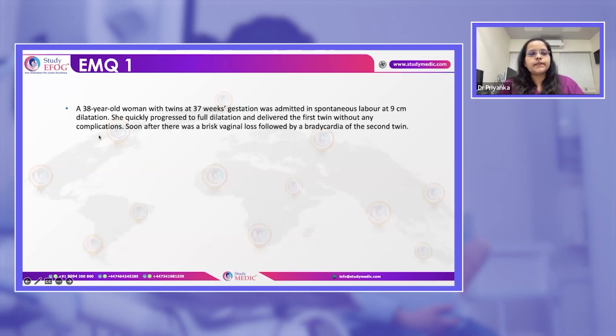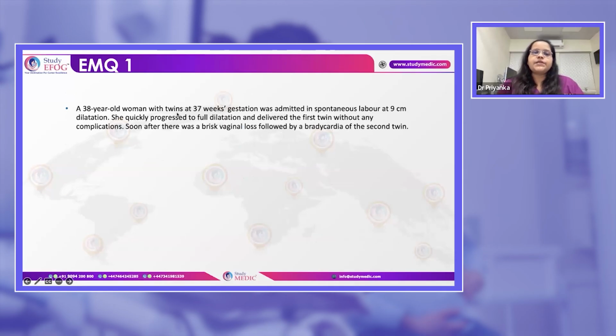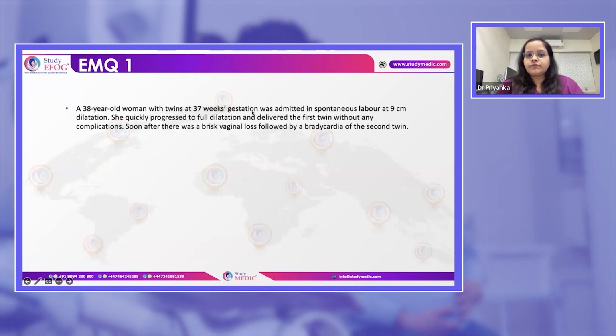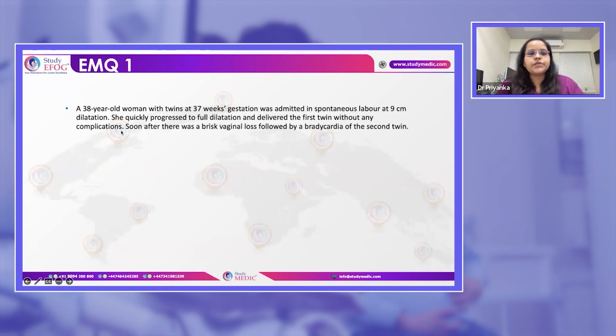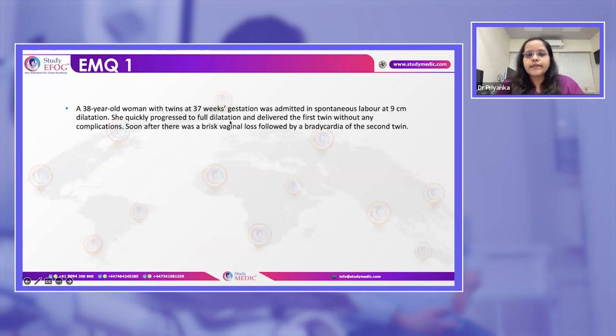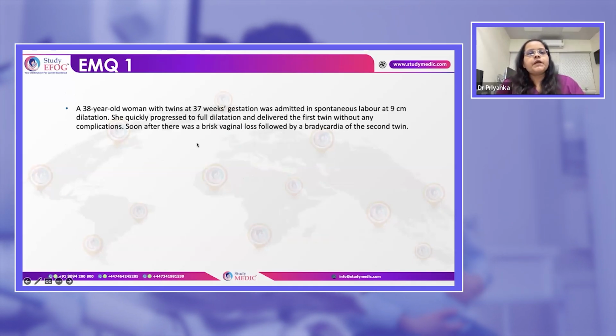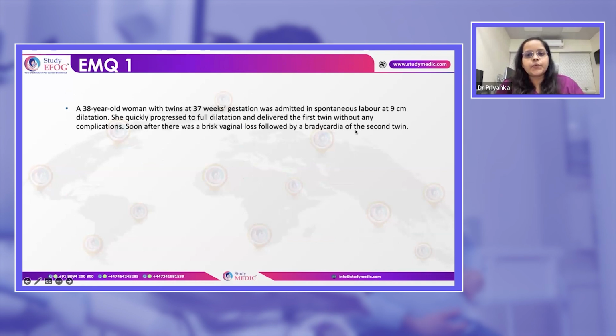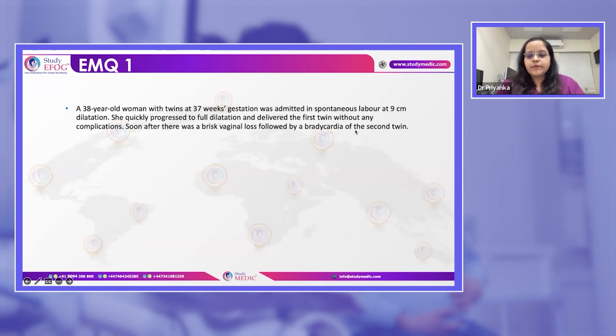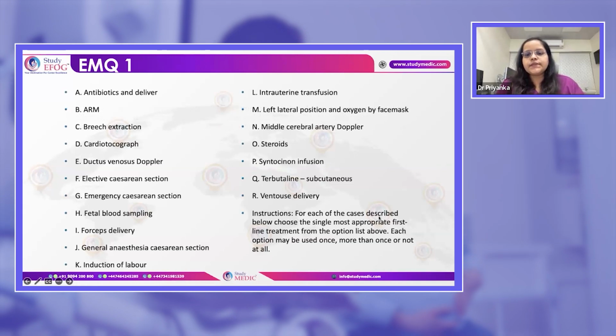So she is a 38-year-old woman and she has a multiple pregnancy at 37 weeks of gestation. She was admitted in spontaneous labor at almost 9 centimeters dilatation. She quickly progressed to full dilatation and the first twin was delivered without any complications. Soon after, there was a brisk vaginal loss, blood bleeding was there, followed by bradycardia of the second twin. So what is the question asked here? To choose the single most appropriate first line option.